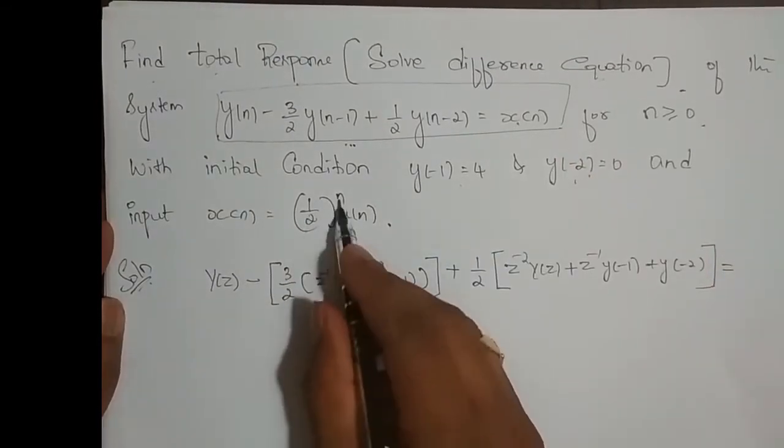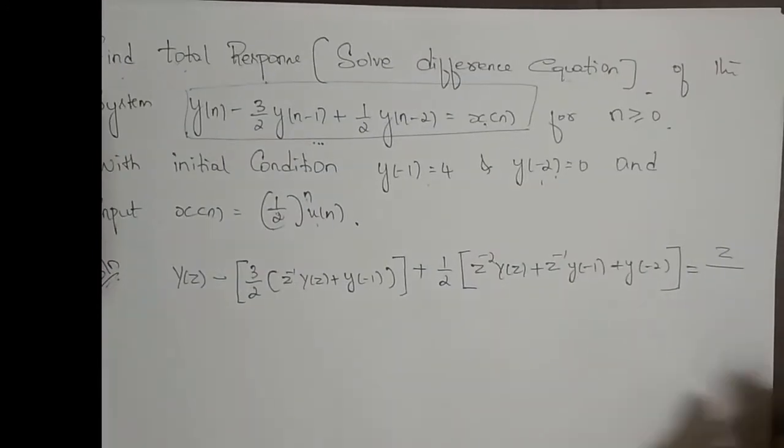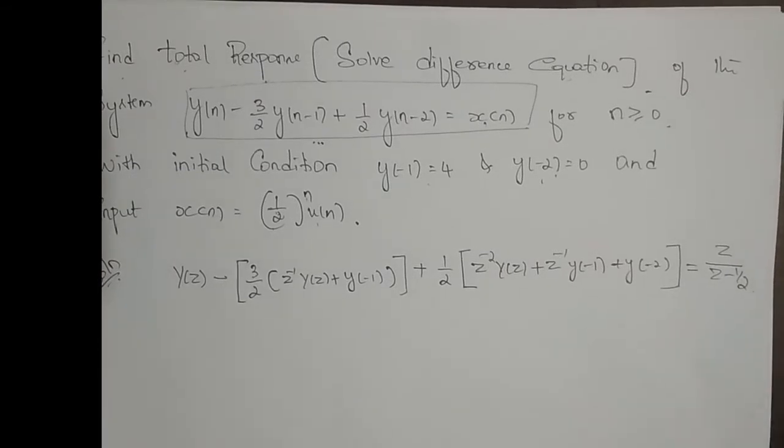And what is x of n? 1 by 2 power n u of n. And what is the Z transform of 1 by 2 power n u of n? Z divided by z minus 1 by 2.